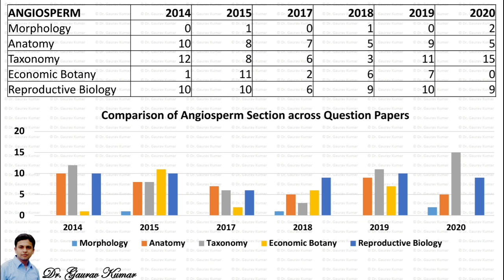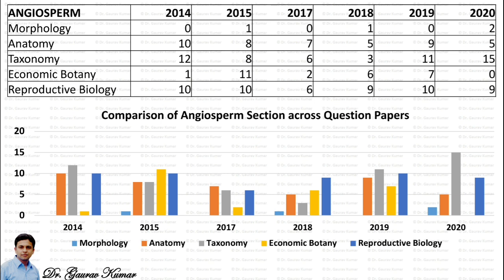So coming to the angiosperm section question paper, you can see the minimum questions are asked from the morphology section, so do not spend much time on the morphology section. In the anatomy section, yes, there are good questions. They generally ask about tracheids, vessels, then stomata types also they sometimes ask, and so on.